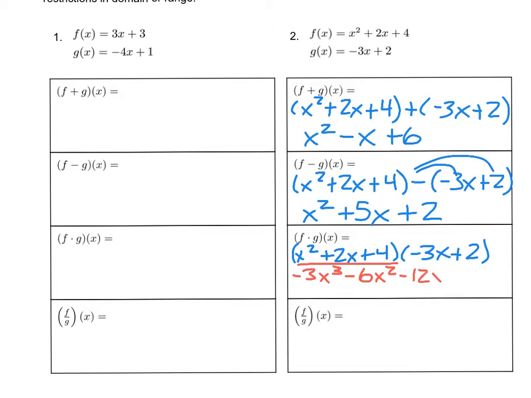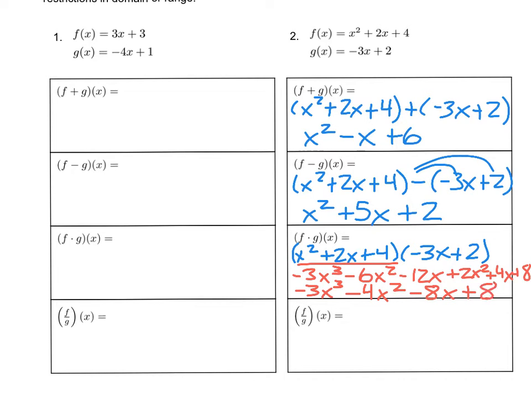minus 12x. And now I'm going to multiply positive 2 to all three of those, plus 2x squared plus 4x and plus 8. And now I combine like terms. Negative 6x squared plus 2x squared is negative 4x squared. Negative 12x and plus 4x make negative 8x plus 8.